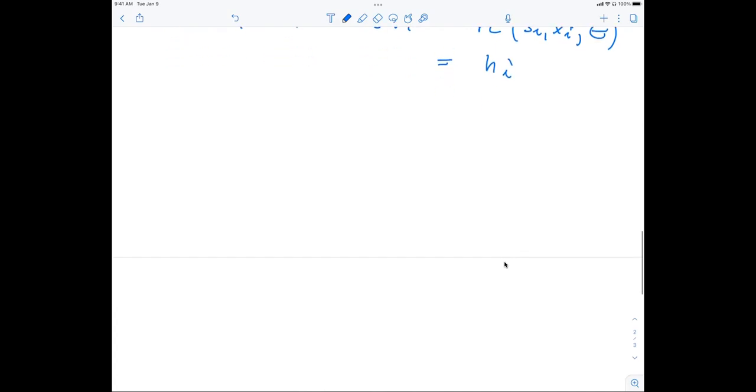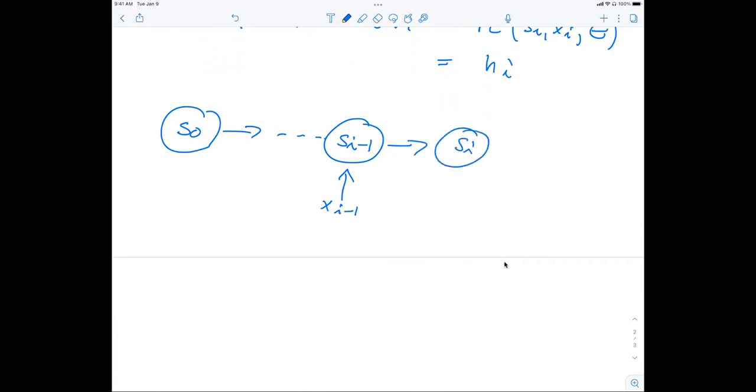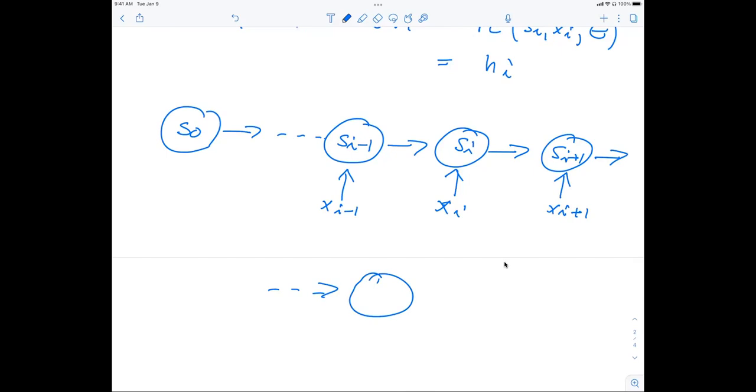If we look at the overarching structure, we could now think of this S0 here, which now feeds into a chain of these S's. So we have an S of i minus 1, which receives an input, X of i minus 1, and this feeds into an S of i, and then we have an X of i here. This feeds into a new S of i plus 1, and we have an X of i plus 1. And this goes all the way to the final result, which I denote with just this box here.